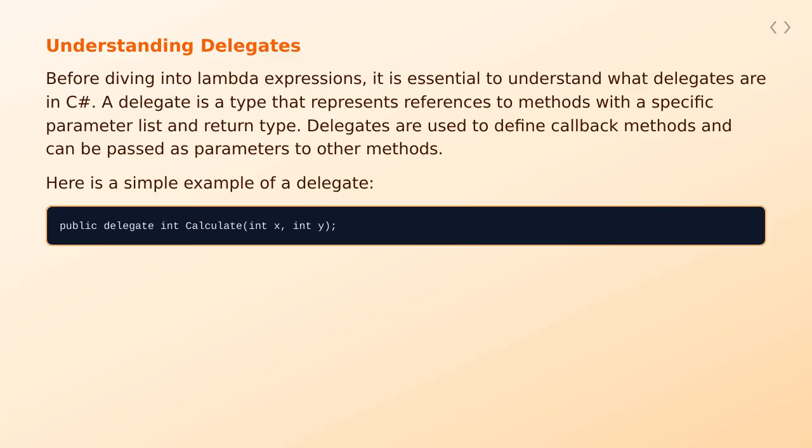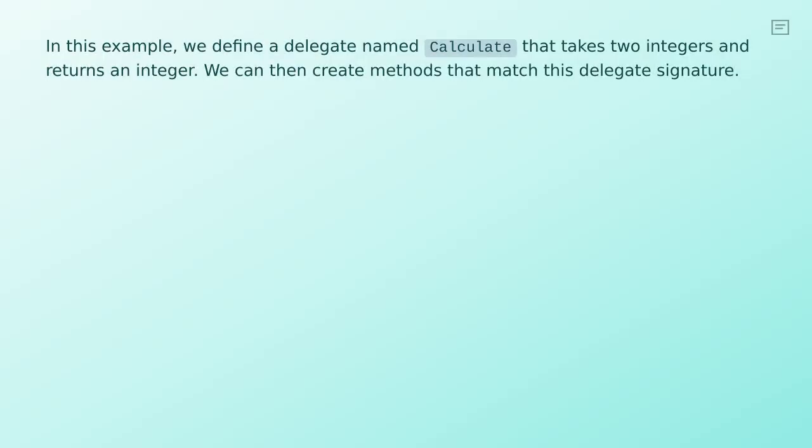Here is a simple example of a delegate. The samples on screen walk through this step. Take a moment to read through them. In this example, we define a delegate named calculate that takes two integers and returns an integer. We can then create methods that match this delegate signature.